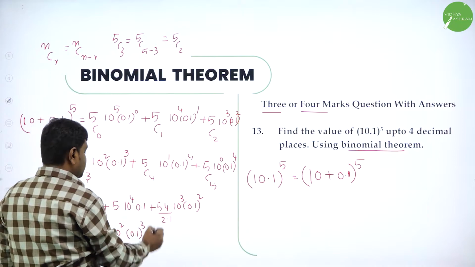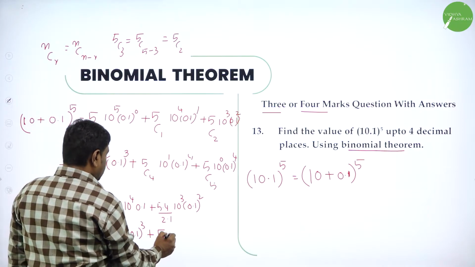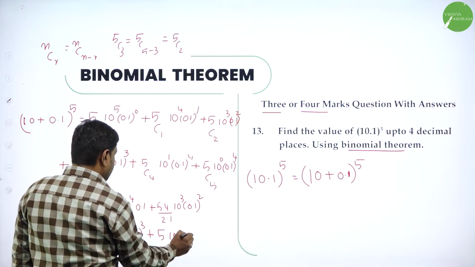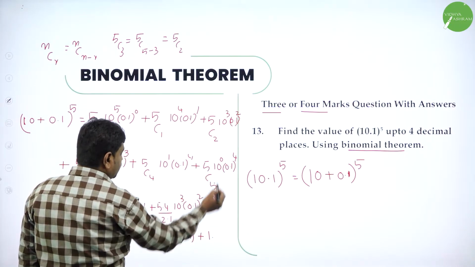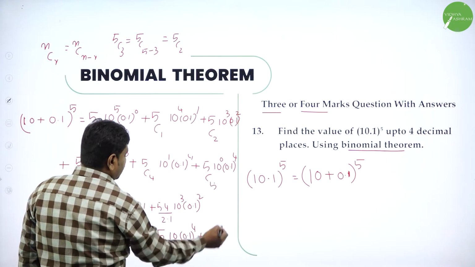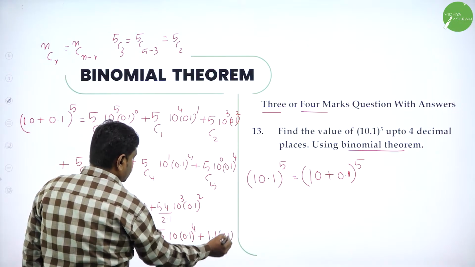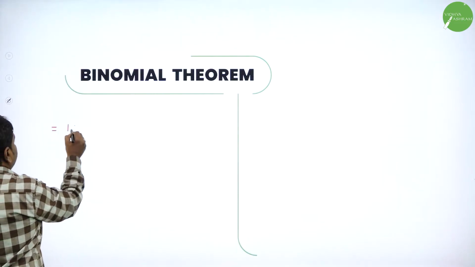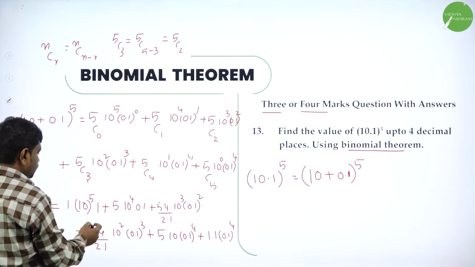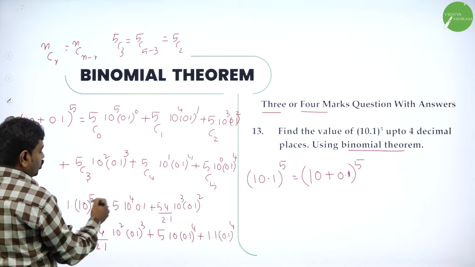5c4. 5c4 is 5c1. 5c1 means 5. 10 power 1 is 10. 0.1 power 4. 5c5. If these two are same, it is 1. Anything power 0 is 1. And 0.1 power 5. Now further we'll simplify. That is 10 power 5 and 10 power 4 into 0.1.